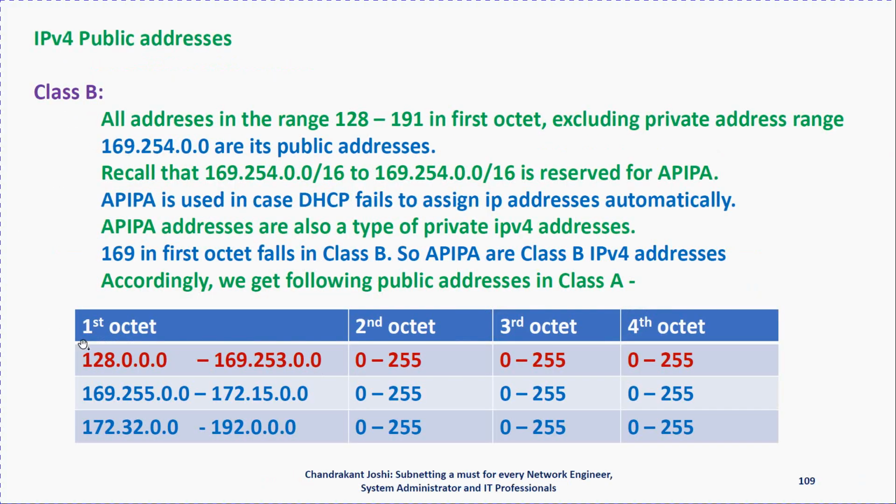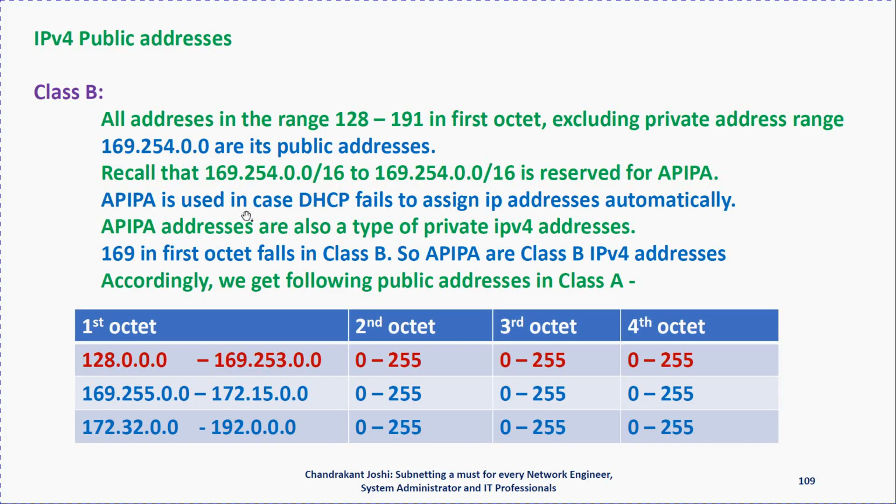Likewise, for class B, the first octet range is from 128 through 191. Now in this, we have seen that 172.16.0.0 through 172.31.0.0 is the private class B IPv4 address range. Also, there is one more private class B IPv4 address range, which is called APIPA, and its range is 169.254.0.0. Now APIPA is a protocol.